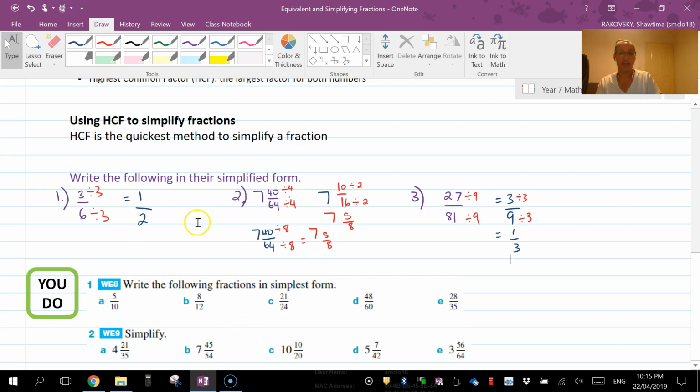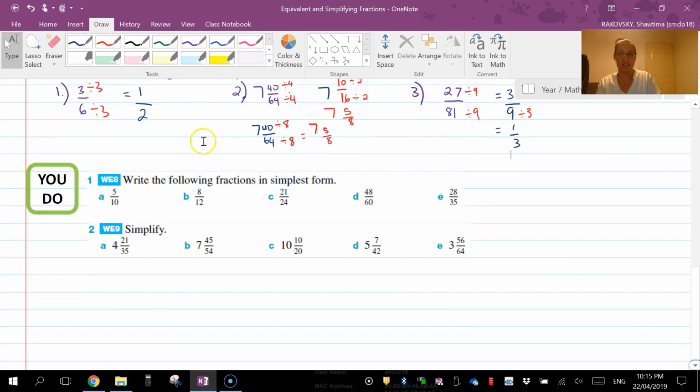I would like you to have a go here of these questions, simplifying these fractions. On a note here, if you're ever doing an operation or a calculation that requires fractions, it is always in your best interest to simplify your answer.